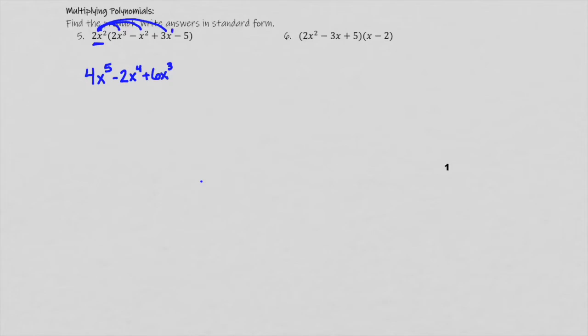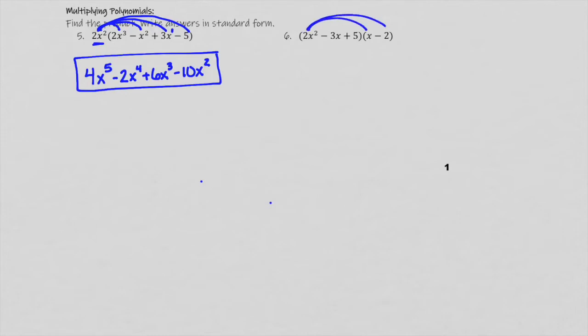Then 2x squared times a negative 5. 2 times negative 5 is negative 10, and I have the x squared. And that is multiplied. All right, number 6, I have a trinomial times a binomial.